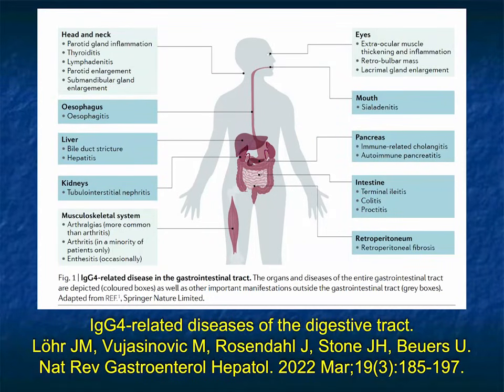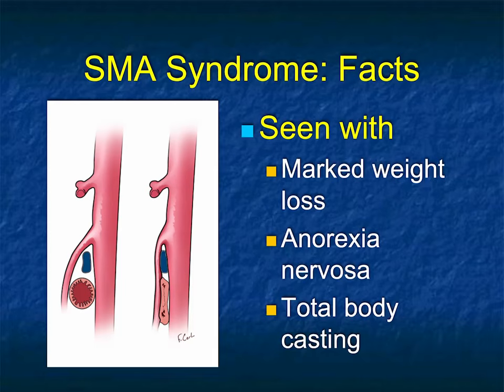And this is a picture from one of the articles showing IgG4-related diseases of the GI tract. Again, beginning in the esophagus, pancreas, the oral cavity, the intestines, the retroperitoneum, plus the extra-GI zones, whether it's musculoskeletal, head and neck, or ocular. Just a very, very impressive disease.